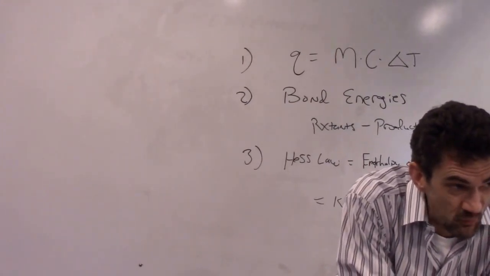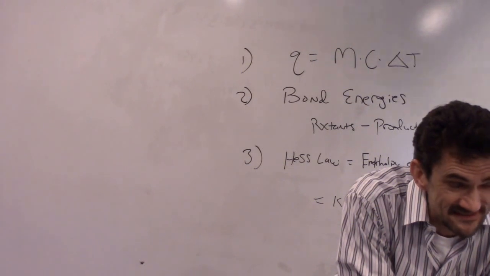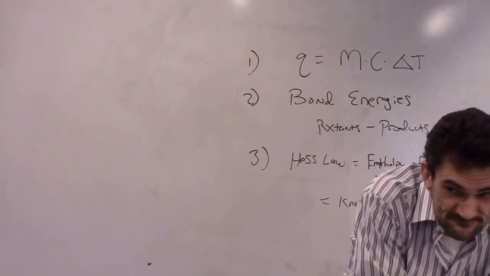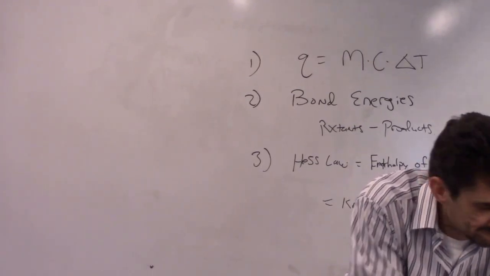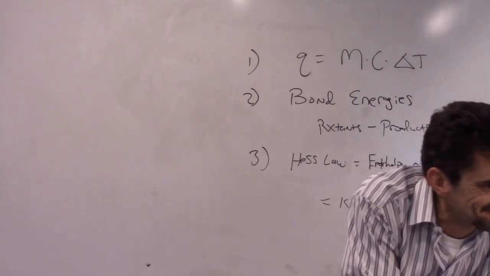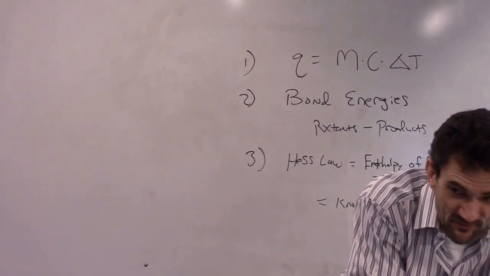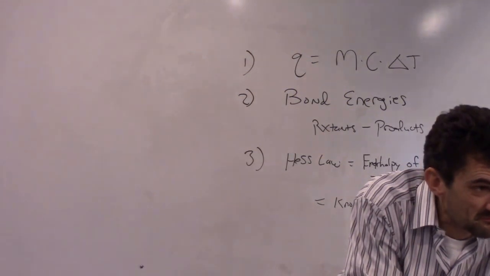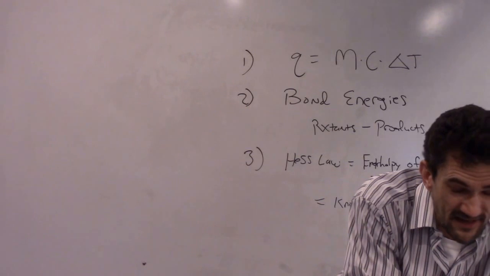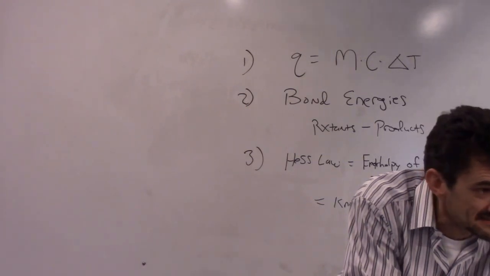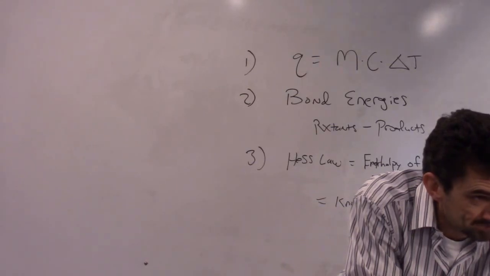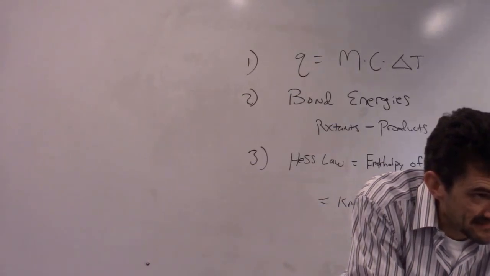Spontaneous reactions. What rules spontaneous reactions? Delta G. Gibbs free energy. In order for a reaction to be spontaneous, what does Gibbs free energy have to be? It has to be negative. Negative equals spontaneous.